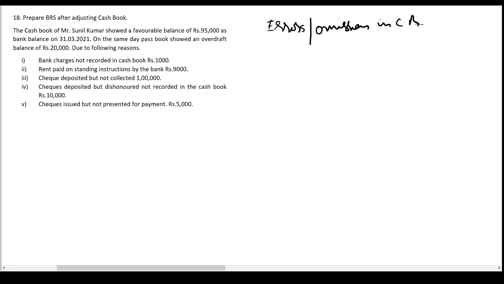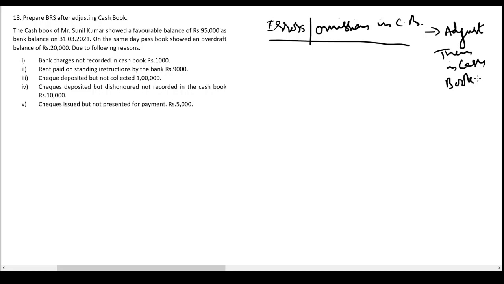So if there are errors and omissions in the cash book, what we should do is we should adjust them in the cash book. That means we should correct them in the cash book and then try to arrive at the correct cash book balance and then try to compare it with the passbook balance. If they do not tally, then we have to prepare bank reconciliation statement.